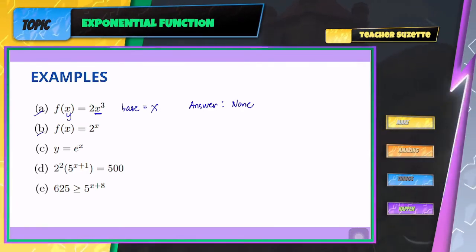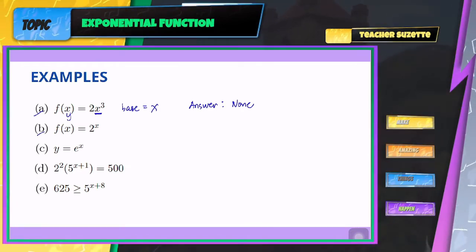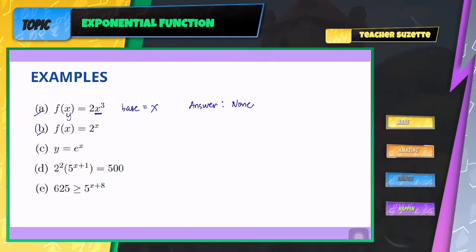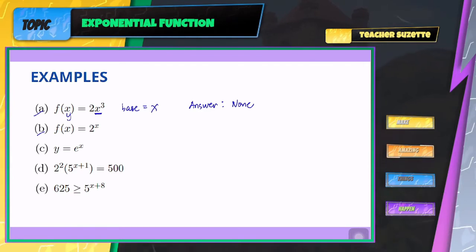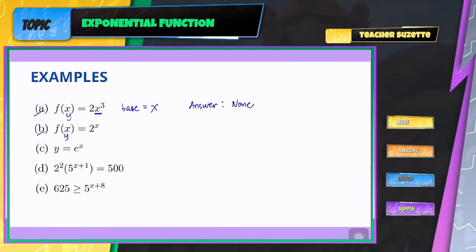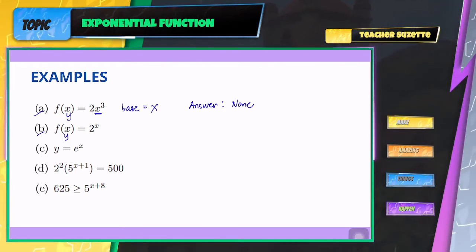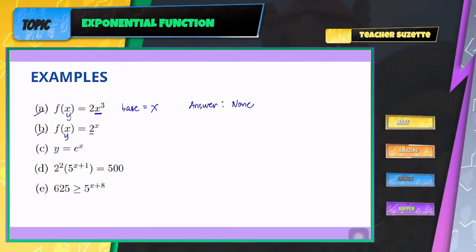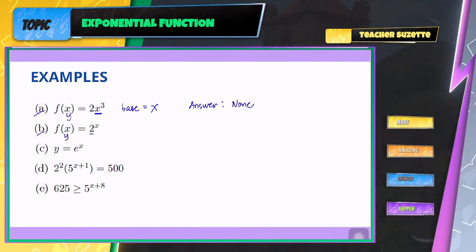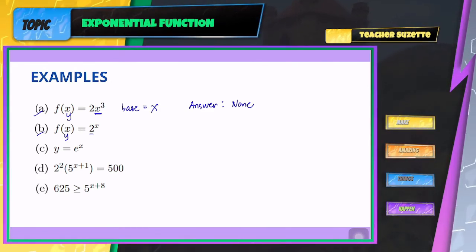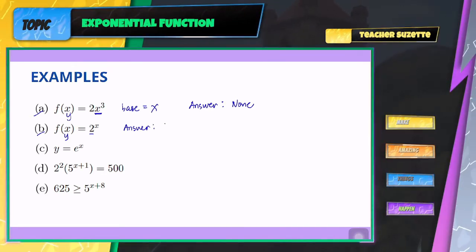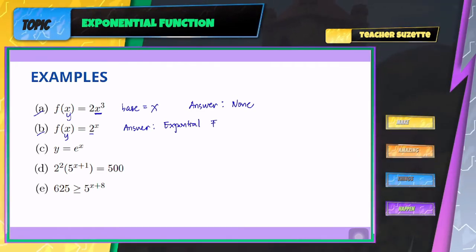Next, let's go to letter B. Just like letter A, you can observe that the left side of your equation is f of x, or is equal to y. It is equal to 2 raised to x. Obviously, the base is 2, which is greater than 0 and not equal to 1. So, therefore, for letter B, we can say that this is an example of an exponential function.